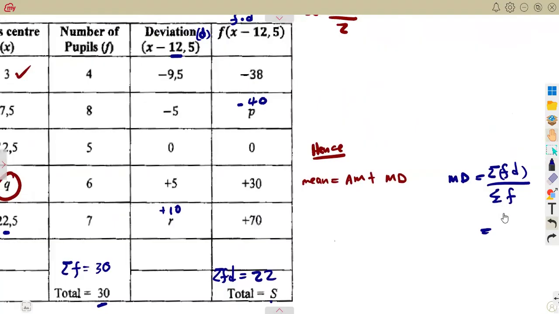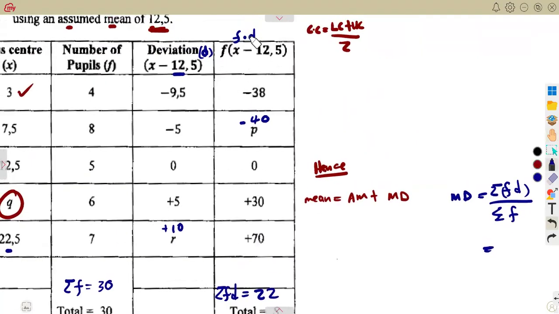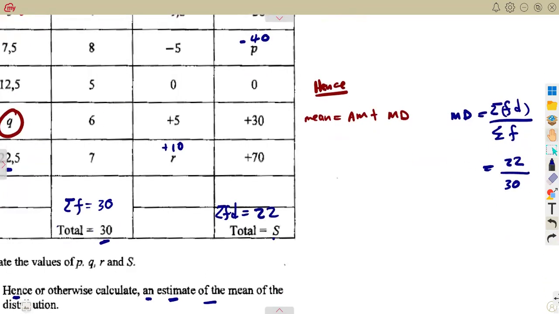Their sum. What is their sum? The frequency times deviation. The sum is what? Is 22 over the total of the frequency. Under the frequency, what is the total there? The total is 30. So 22 divided by 30 was going to give us 0.733 to 3 decimal places, to 3 significant figures. In fact, this is paper 2. So you can use your calculator.